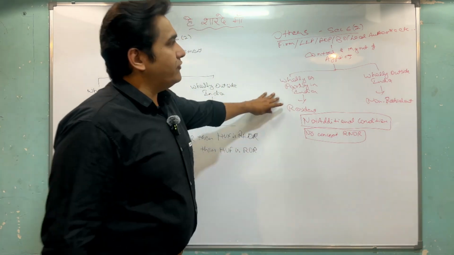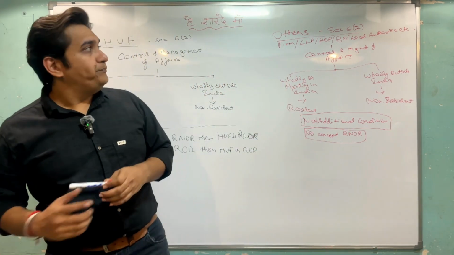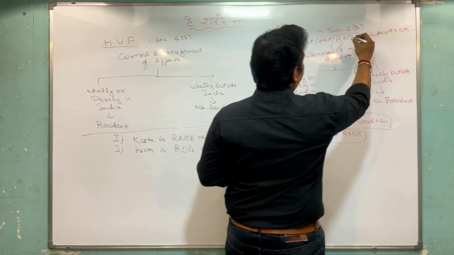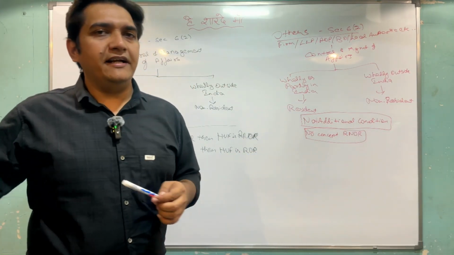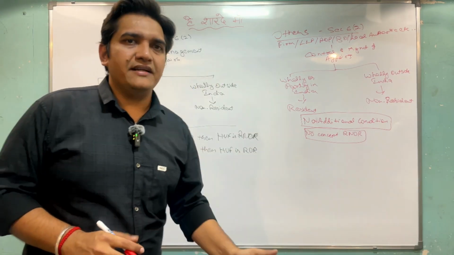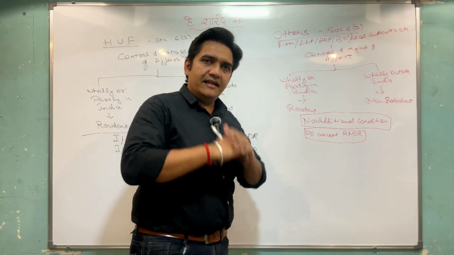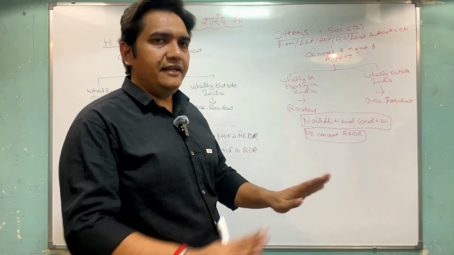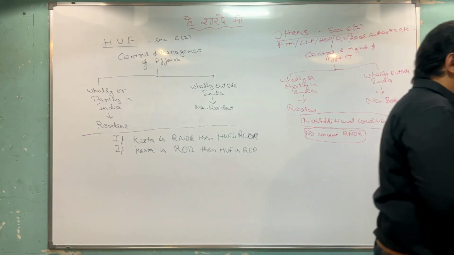So when it comes to firm, LLP, AOP, BOI, and so on, local authority, there is no concept of resident and not ordinarily resident. They can either be resident or non-resident. There is nothing else here. If they are resident, they are completely resident. If they are non-resident, they are completely non-resident. Right? So this is clear, I hope.